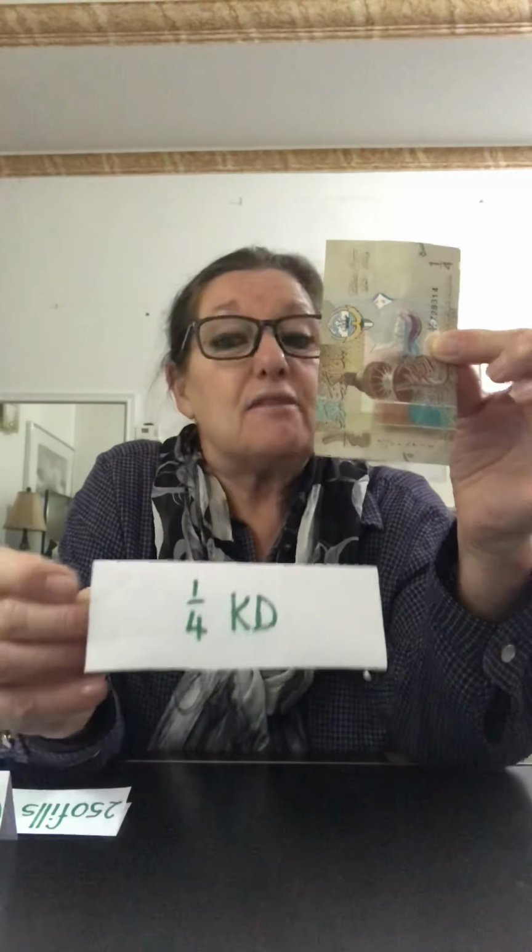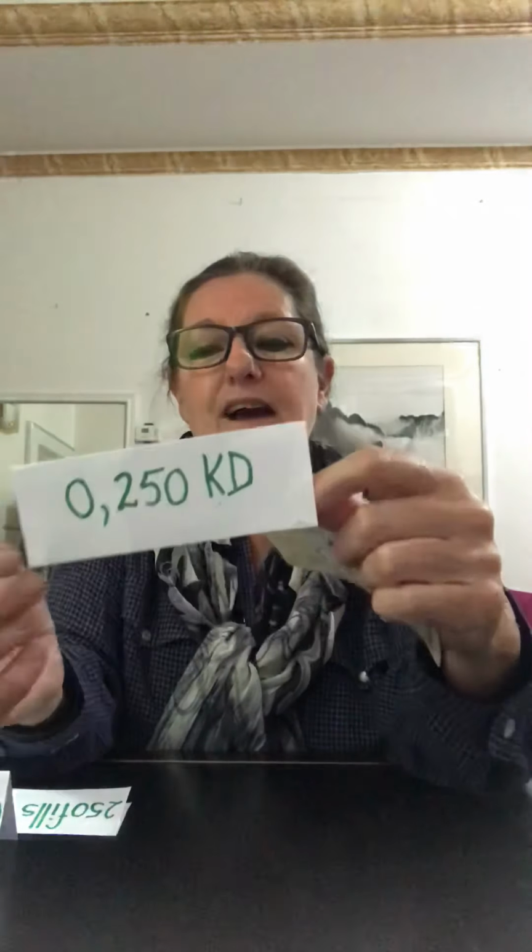So there you are. How many fills do you think a quarter KD is? 250. Now, if I change this into a decimal number, that's how I write it. And I change it into KD, 0,250. Can you see? There's the 250 fills, which is a quarter. Here it is. And this is a quarter dinar. So there we have 0,250.